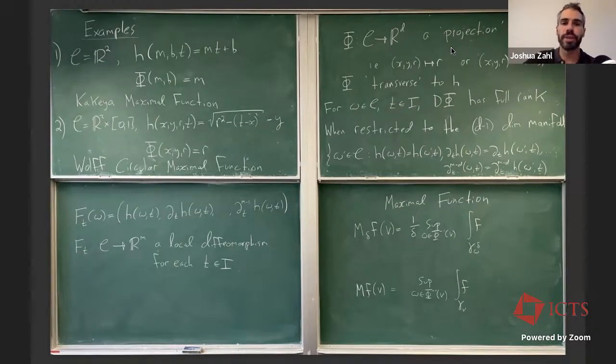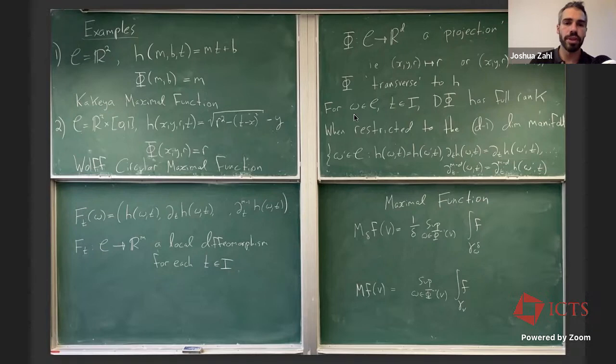And what is my projection function? Well, given a circle centered at x, y of radius r, I'm just giving you back the radius. And so with this choice of h and this choice of phi, the maximal function defined in the bottom right is just the Wolf circular maximal function. Well, okay, not quite. It's not the average over the entire circle. It's only the average over a semicircle, but that's not a big deal.